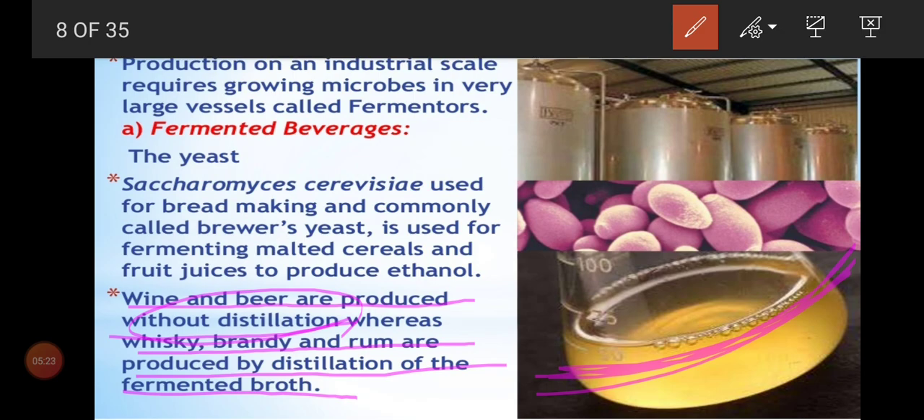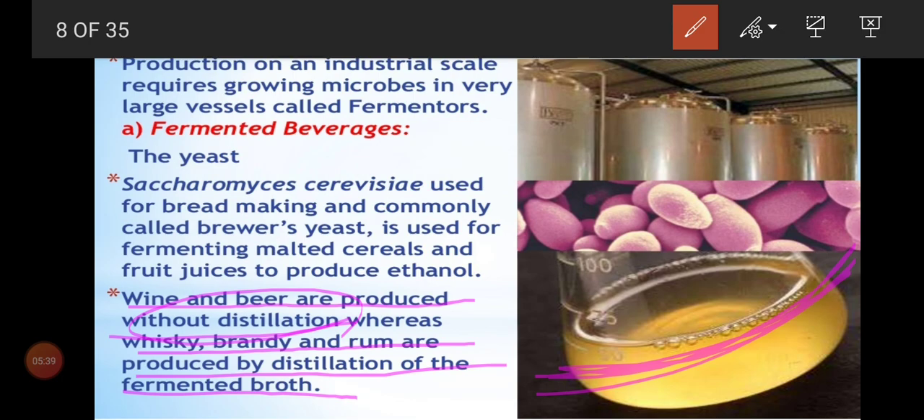And in the second category, whiskey, brandy and rum, we go for the distillation process, where only the alcohol is evaporated and again condensed. We get only an alcohol-rich product.